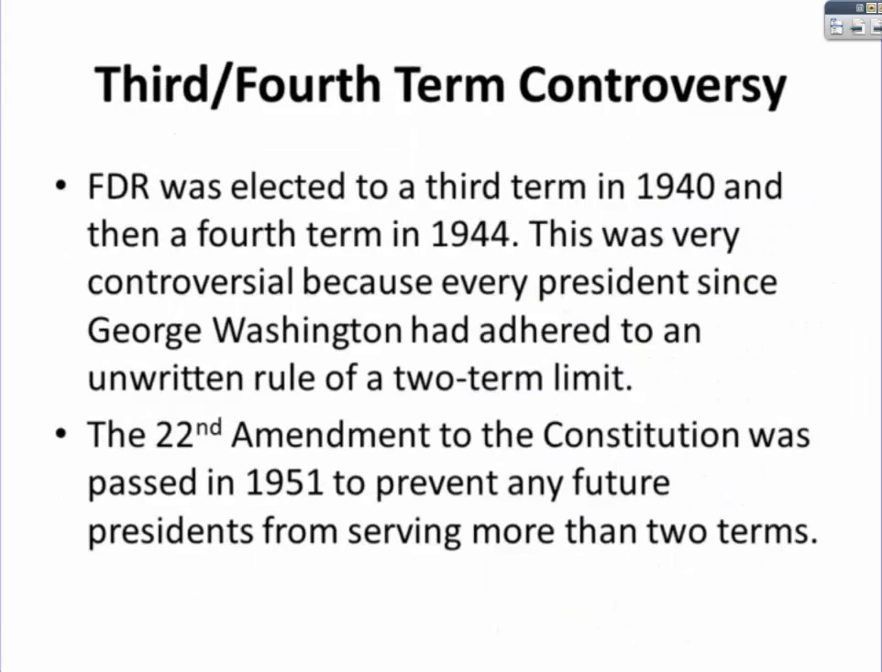FDR is elected to a 3rd term in 1940, and then a 4th term in the midst of World War II in 1944. It's very, very controversial because every president since George Washington had adhered to an unwritten rule of a 2-term limit established by George Washington when he refused a 3rd term as president back in 1796. The 22nd Amendment to the Constitution was passed in 1951, making it a constitutional law that a president was limited to 2 terms.